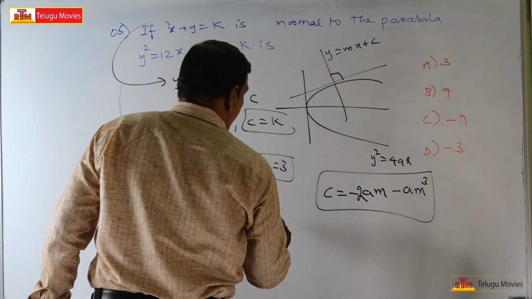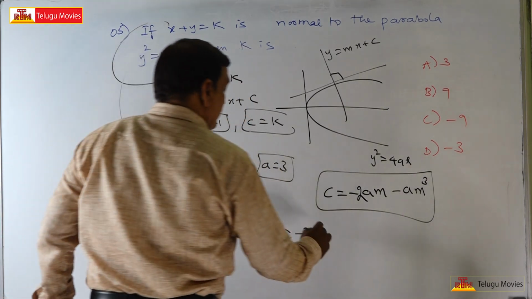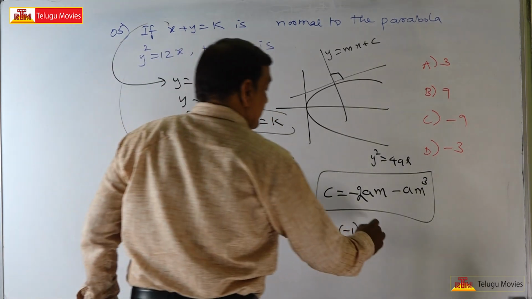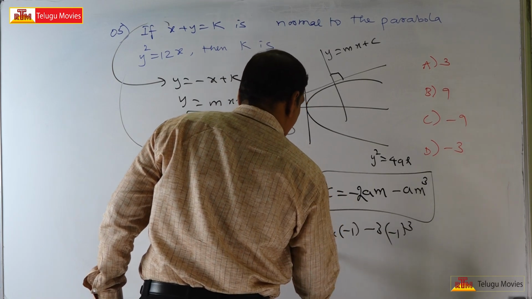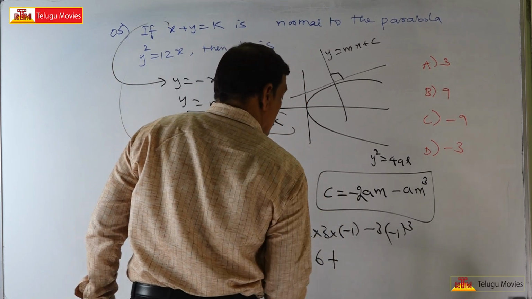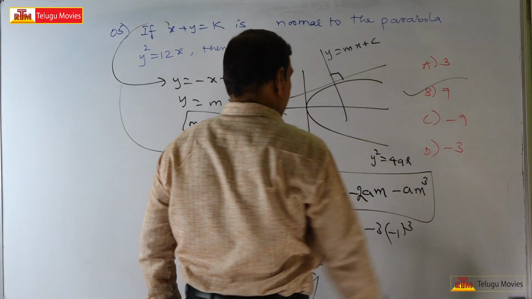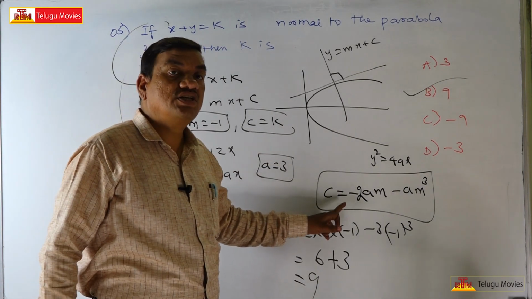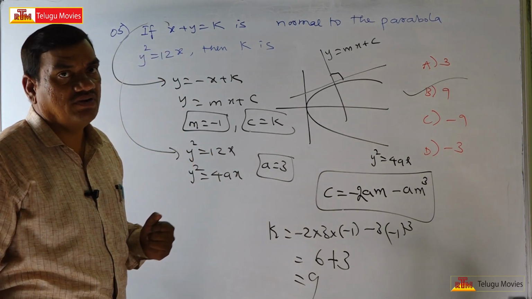c is equal to k is equal to minus 2 into a value 3, m value minus 1, minus a value 3, m value minus 1 whole cube. That is equal to minus 6 plus 3... no, 6 plus 3, which is 9. So k value is 9. A very, very easy problem. The only thing is, you have to know this condition. If you know the condition, the problem is very, very easy. Okay, so let us go for the next problem.